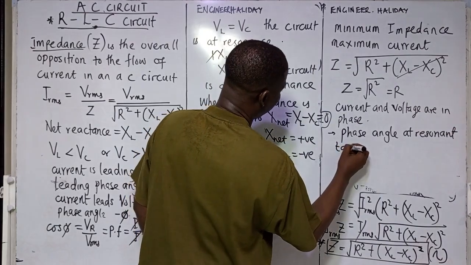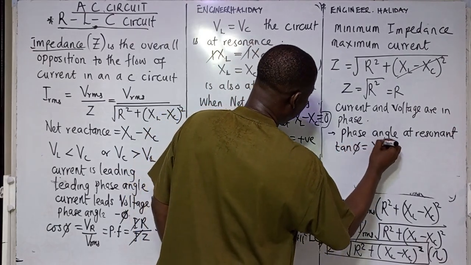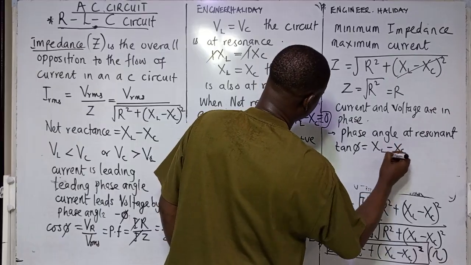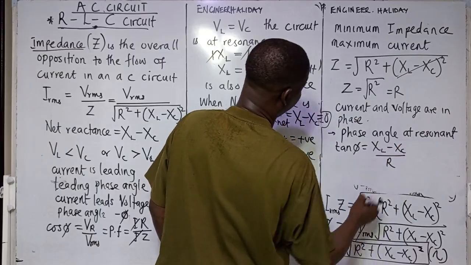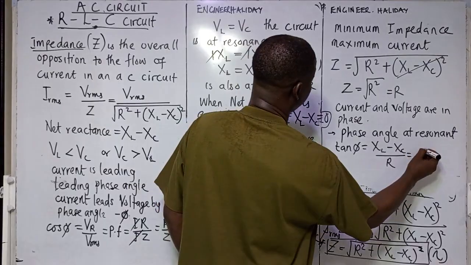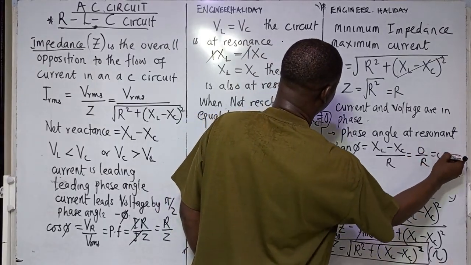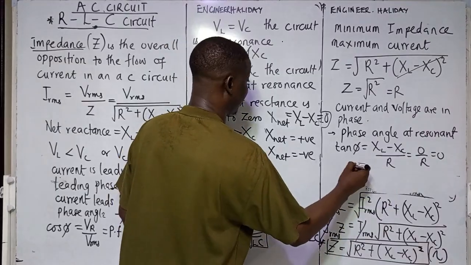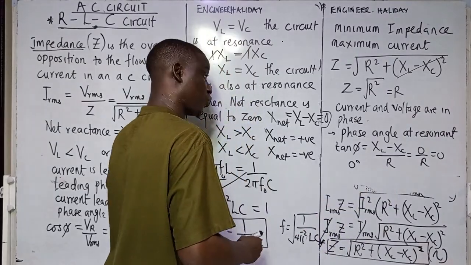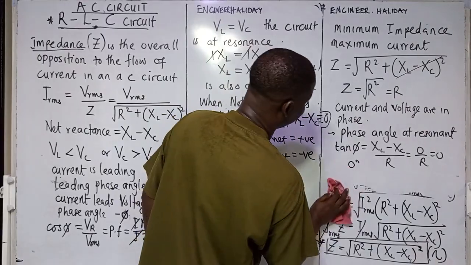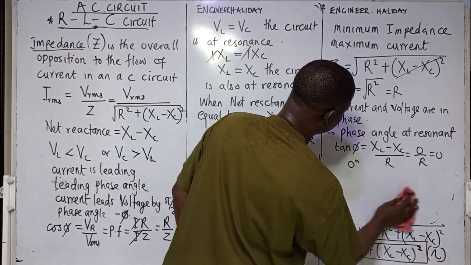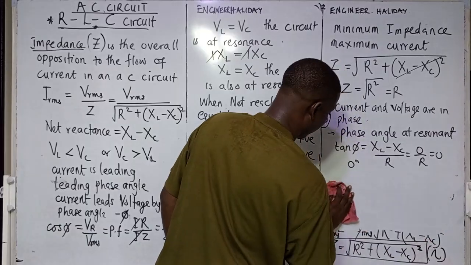Why? Tan phi is equal to (XL minus XC) over R. So if this is 0, then 0 divided by R gives us 0, and the inverse tan of 0 gives us 0 degrees. Don't forget, that means the phase angle at resonance is 0.